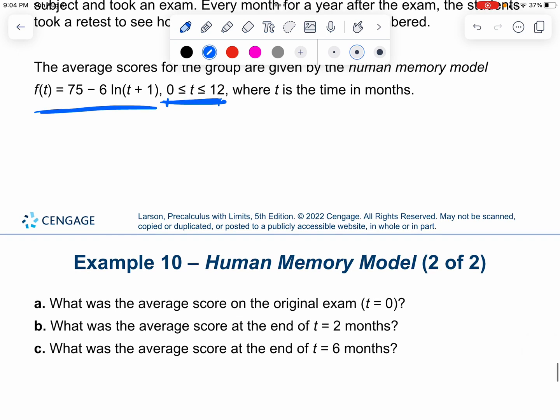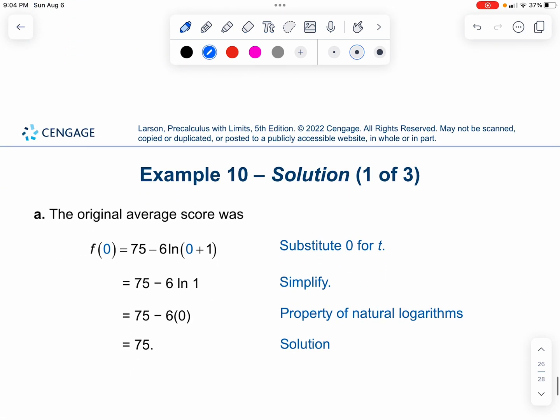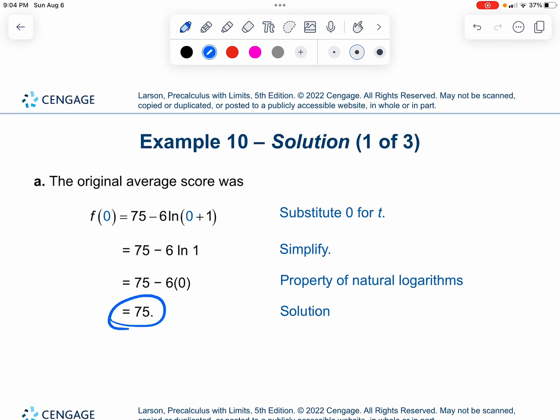So I'm going to have up here, here's my function. For part A, I'll plug in 0. So f of 0 would equal 75 minus 6 ln of 0 plus 1. Type that in your calculator, see what you get. So it looks like, guessing here, the average score we have right away is 75.